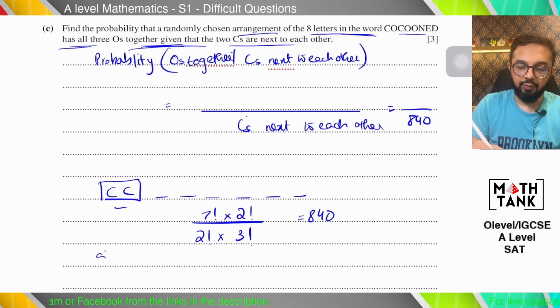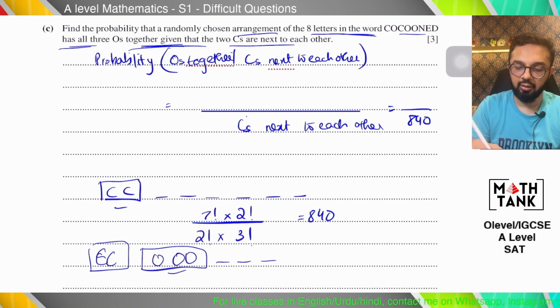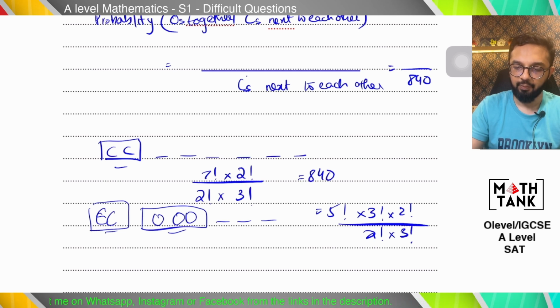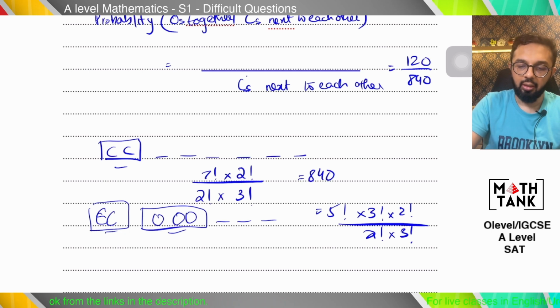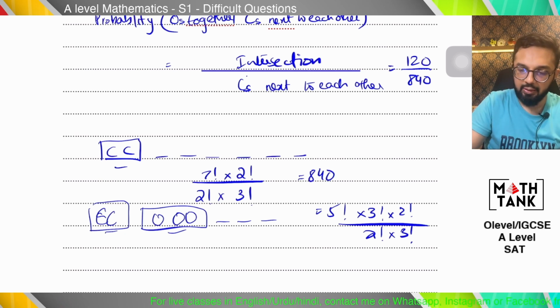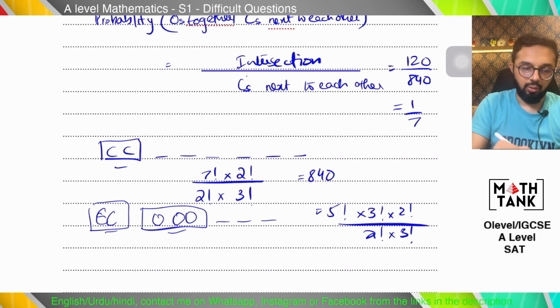In the numerator, I have the C's next to each other and the O's also next to each other. 5, 6, 7, 8, 9. Okay. So 5 factorial into 3 factorial into 2 factorial divided by 2 factorial and 3 factorial. 120. Okay. The intersection. Common part. Okay. Let's see if we get the correct answer. Yes, that is indeed the correct answer. The answer is 1/7 and that is correct. Okay. Moving on.